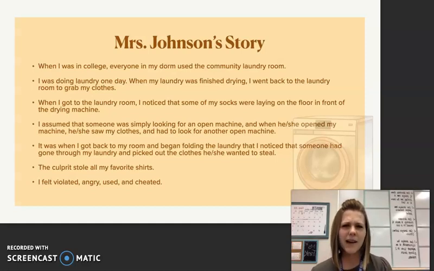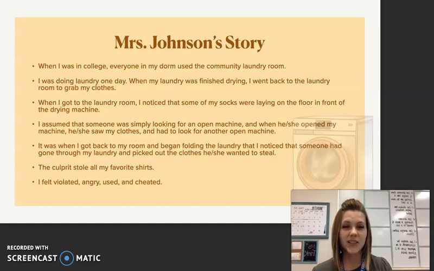And when I went back into the laundry room, I noticed that some of my socks were laying in front of the dryer, but the door was closed. I thought that maybe somebody was just looking for an open machine, and so they opened up the door, saw that my clothes were in there, shut the door, and looked for a new machine. And so I didn't really think much of it until I got back to my dorm room and I started folding my clothes.